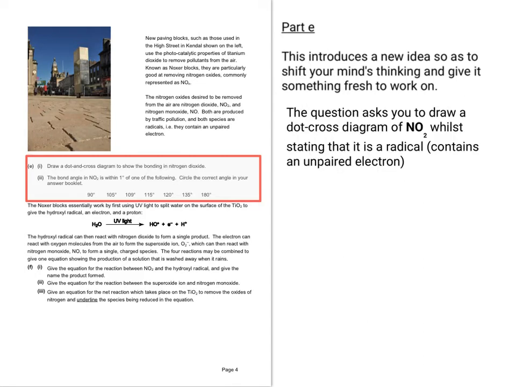So it's going back to fairly fundamental first-year ideas, not only because it's a dot-cross diagram, but also because we're trying to combine the idea of a dot-cross diagram with a radical. A radical, as you probably know, is a species containing an unpaired electron. The fact it's a radical means that it's going to be quite reactive, and from that follows its toxicity and the problems it causes when it's inhaled.